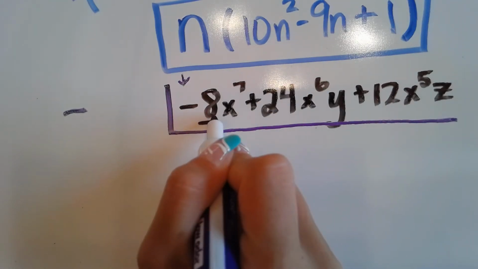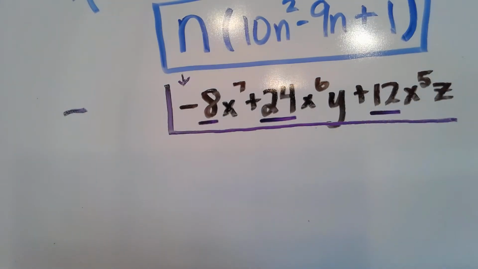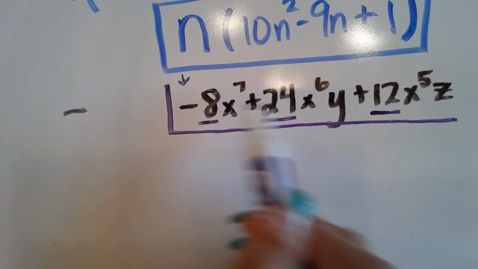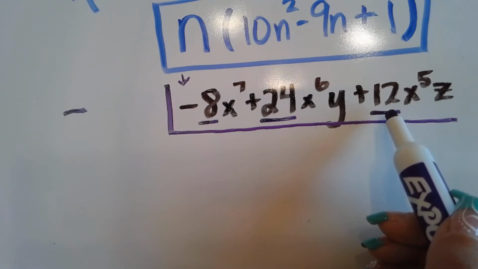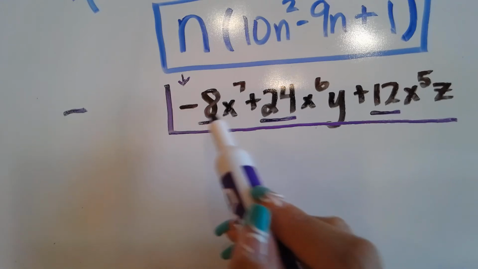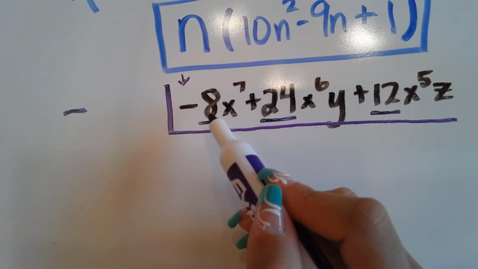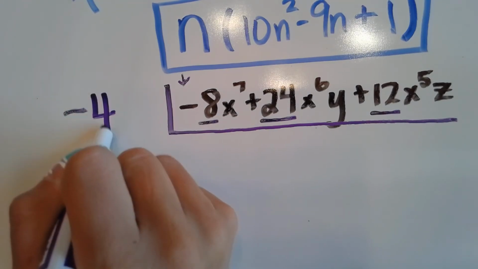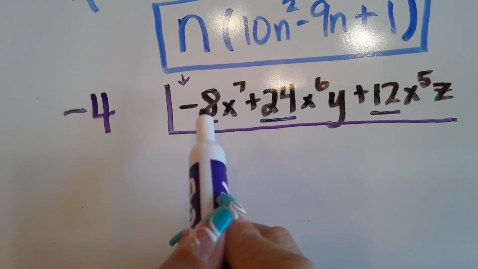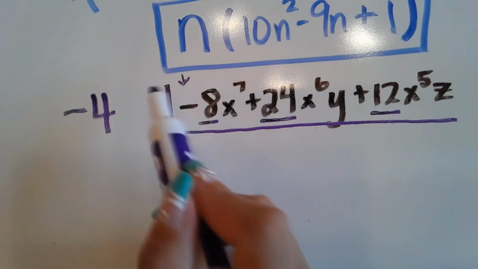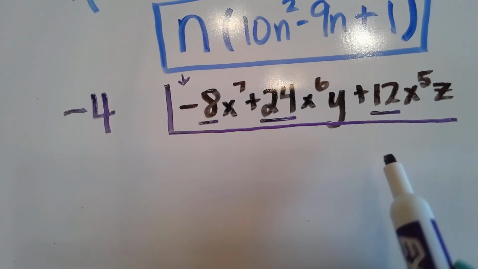So let's go ahead and find the GCF. So let's look at our coefficients. We have 8, 24, and 12. Okay? So what number can go into 8, 24, and 12? Now 2 is a number that could easily divide into 8, 24, and 12, but I'm thinking of a number even bigger. 4. Let's go ahead and go with 4. Okay? So we know 8 divided by 4 is 2, 24 divided by 4 is 6, and 12 divided by 4 is 3. So we know that's going to work.